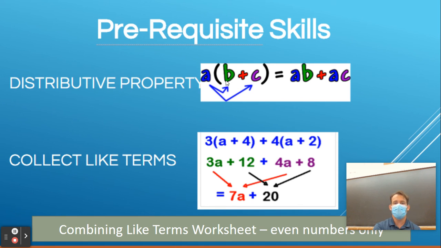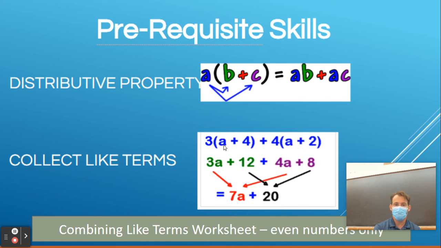We do need to remember the distributive property, where if I have a number or a variable multiplied by a binomial, a times b plus c, I can't simplify that. If I want to multiply that in, I have to multiply a times b and a times c. So don't forget your distributive property. And also don't forget to collect like terms after you distribute.